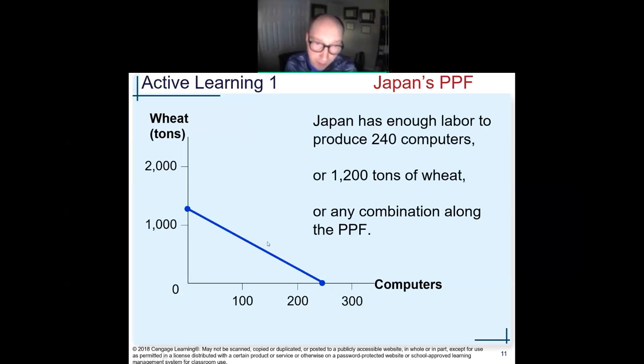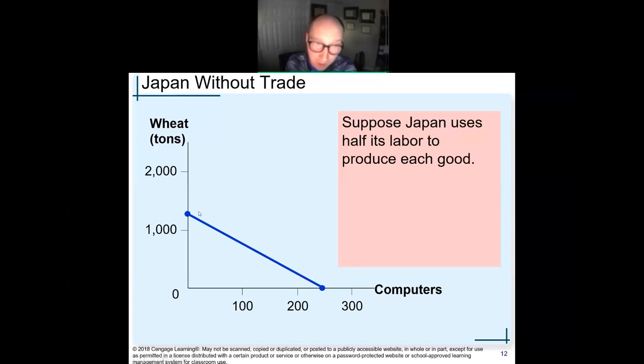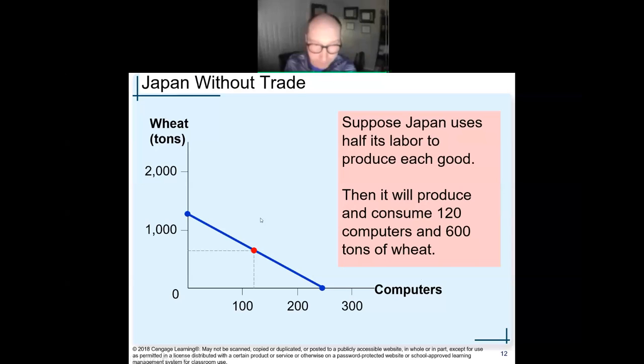And so we can see that in Japan, their slope is less with respect to the level of output for wheat and a little bit less for computers because of the number of hours required for each computer and for each ton of wheat. But that also means that their opportunity cost will be lower because their slope is not as sharp as it is in the United States. And so for their central point, if they dedicate half labor to each, they can produce about 800 tons of wheat and 120 computers.